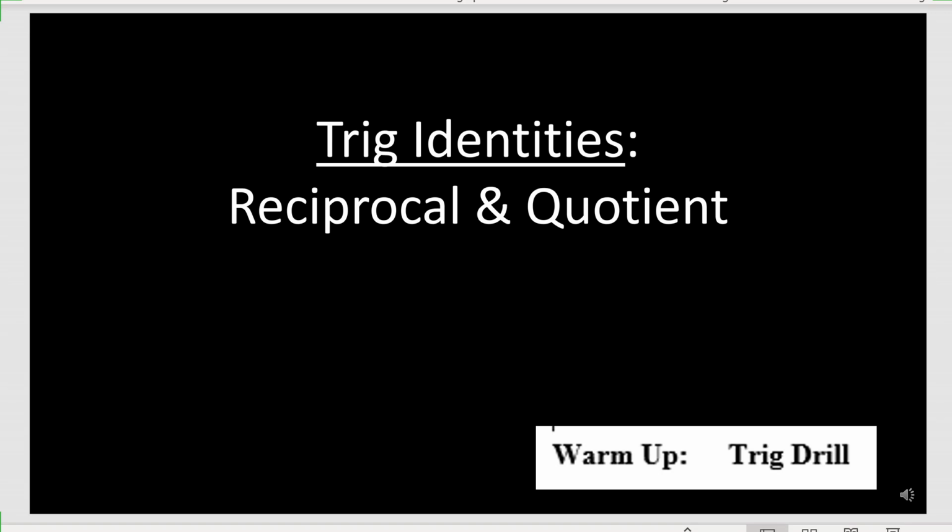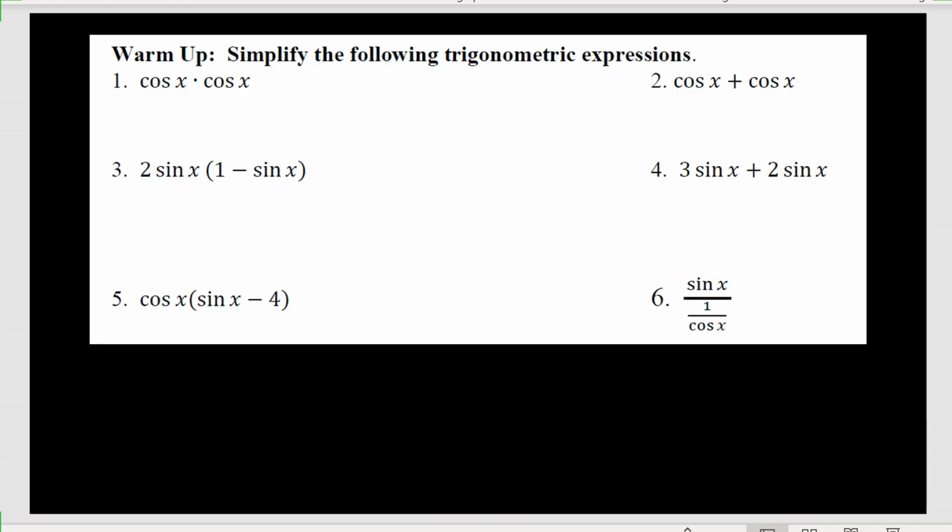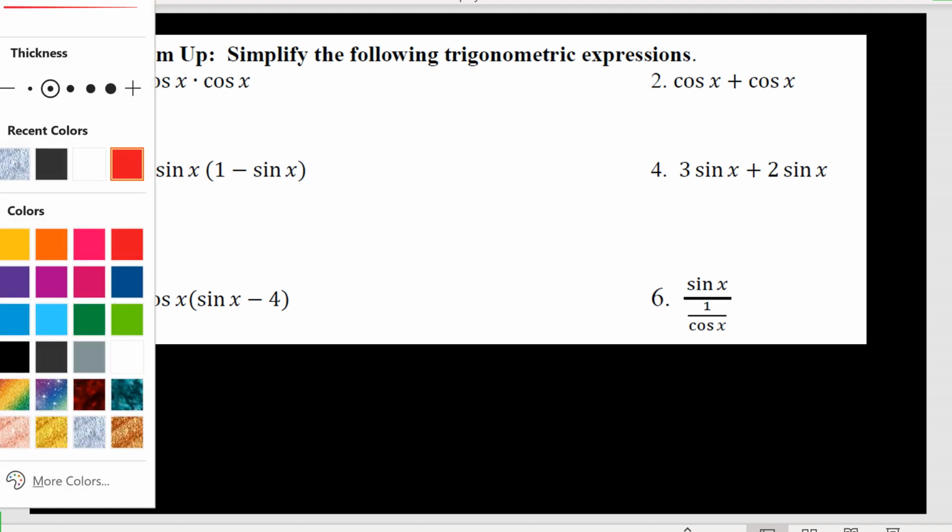Welcome to the first lesson of simplifying and verifying trig expressions. The first little bit we're going to go over some of our trig identities. We know reciprocal and quotient identities, so this warm-up should be pretty good. We're just going to be practicing our algebra skills along with our trig expressions. So let's go ahead and get started.